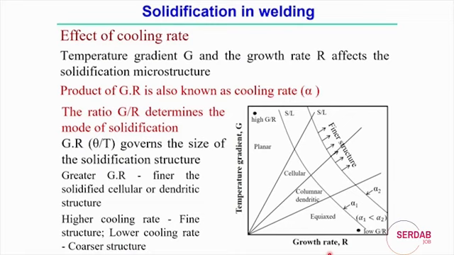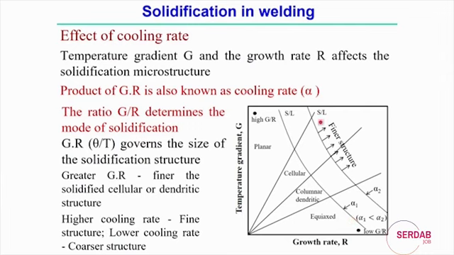So, combining these two, G/R and G by R, if you represent the growth rate R on the x axis and the temperature gradient G on the y axis, we can find the different solidification modes: planar, cellular, columnar dendrite and equi-axed structure. A high G by R value promotes the planar structure, while a low G by R ratio promotes the equi-axed dendritic solidification mode.